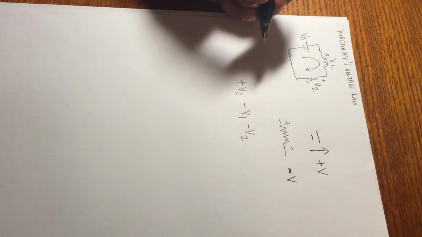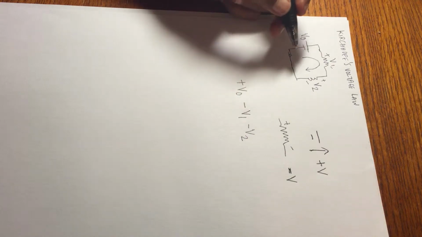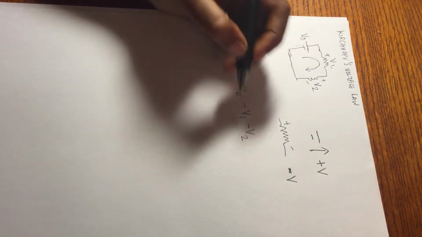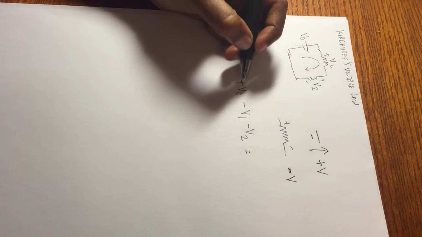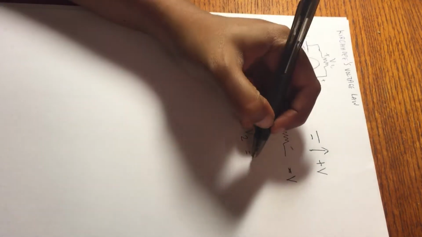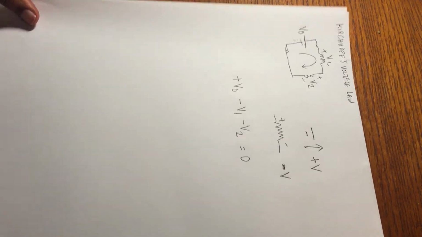And according to Kirchhoff's voltage law, let's say KVL because Kirchhoff's kind of a hard name to pronounce, we're going to have the sum of the voltages in the closed loop equals zero. Let me explain that better with a further example.